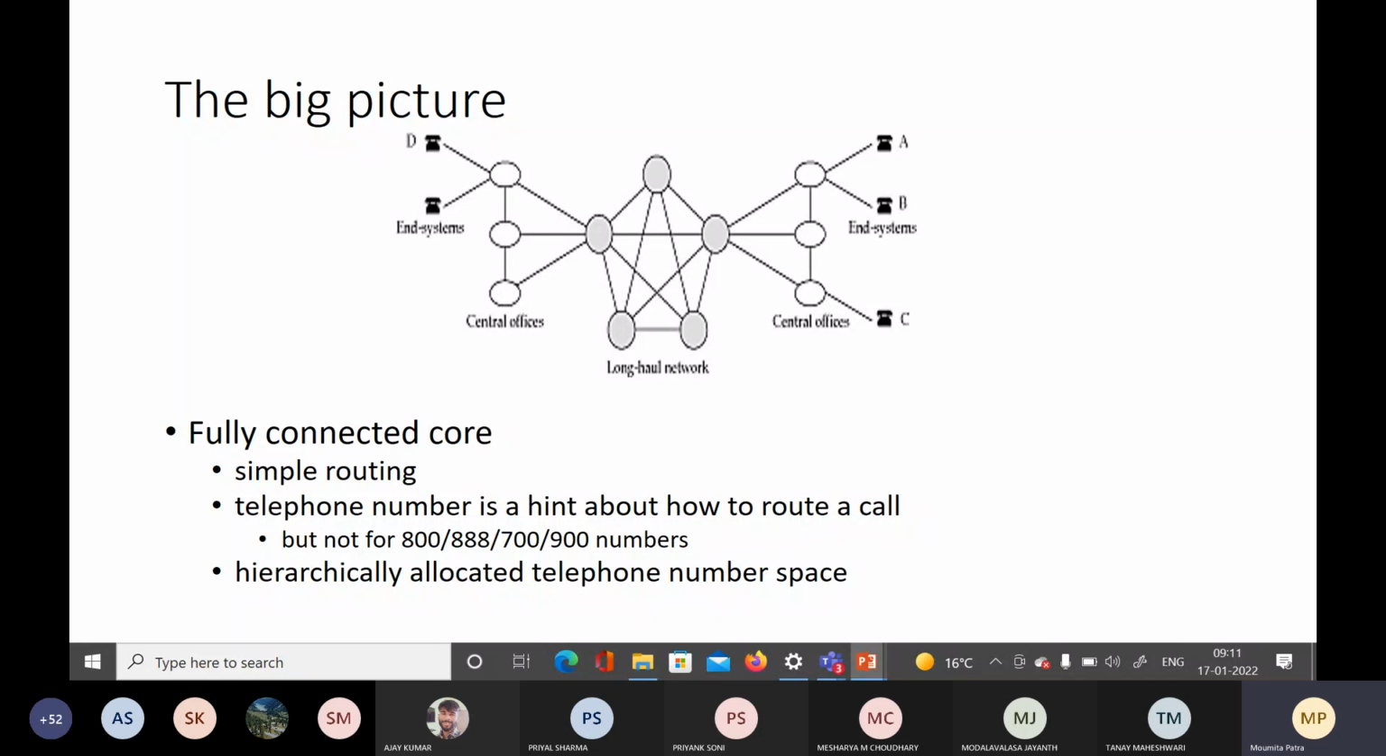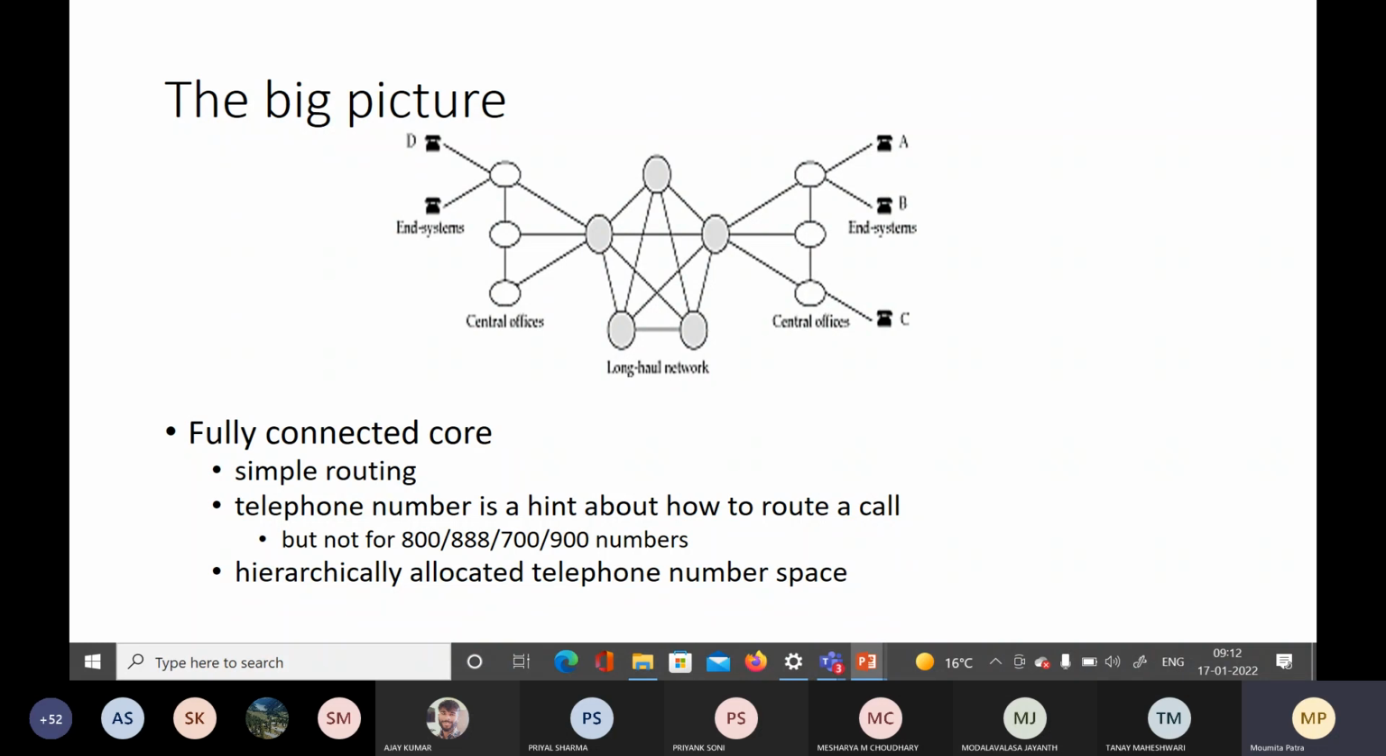So you have end systems, you have central offices which connect these end systems, and the central offices are further connected to the long haul network. Central offices are basically acting as gateways between the end systems and the core long haul network. So this is the scenario. Now you can see that this looks like a connected graph. Anyway, when we are talking about networks, we have to ensure that it's a connected graph. So we have a connected core here, and this core is again connected to the central offices.